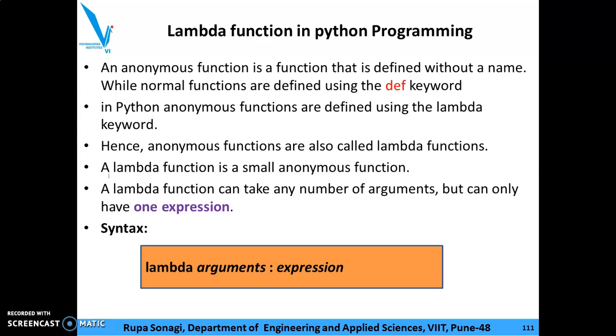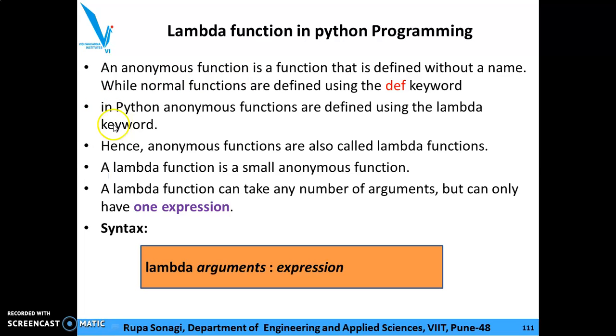An anonymous function is a function that is defined without a name, while the normal functions are defined using the def keyword. Yes, isn't it? We have seen in the previous videos that a function has a keyword def and a name. So all of those are called normal functions. But today we are going to learn an anonymous function which does not have a name.